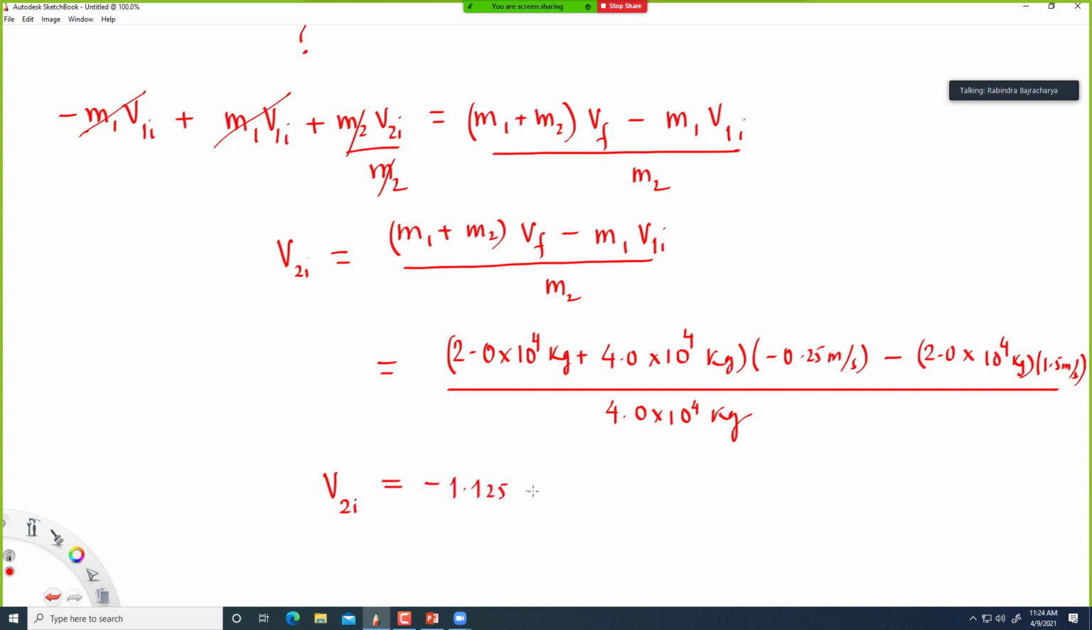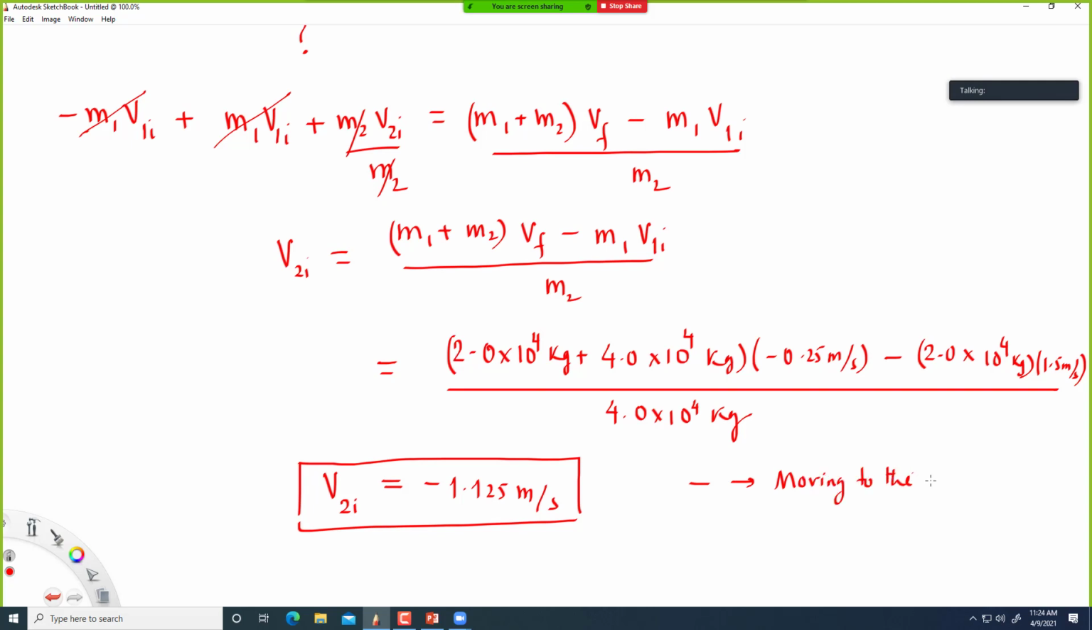I would like you to confirm that. Okay, I may be wrong. That's what I got when I did the calculation. And the negative sign implies that the second cart is moving to the left initially. Okay, that's good.